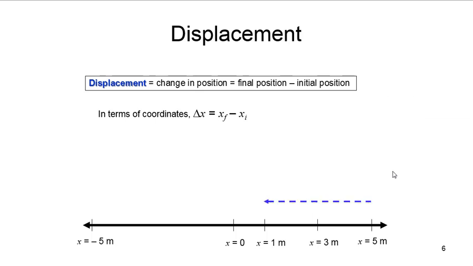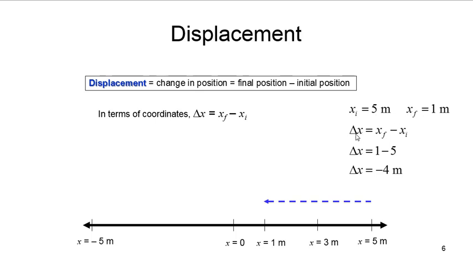Let's do another one, and why don't you try this one on your own? Let's say the guy starts here and walks over here. What was his displacement? Press pause, work through it on your own. Press play when you want to go through it with me. So he starts at an initial x position of 5 meters. He ends at a final x position of 1 meter.